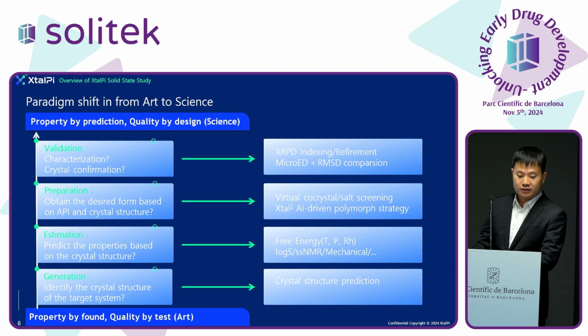And another question is, how do we characterize them? And how do we really do this comparison between experimental and in silico? There are a few tools available in XtalPi. We can use XRPD indexing and some refinement algorithms to build the connection between the predicted structure and the experimental structure. And also, we can use MicroED, a new technology, to solve the crystal structure directly from crystalline powder, and then use that experimental structure to validate our prediction.